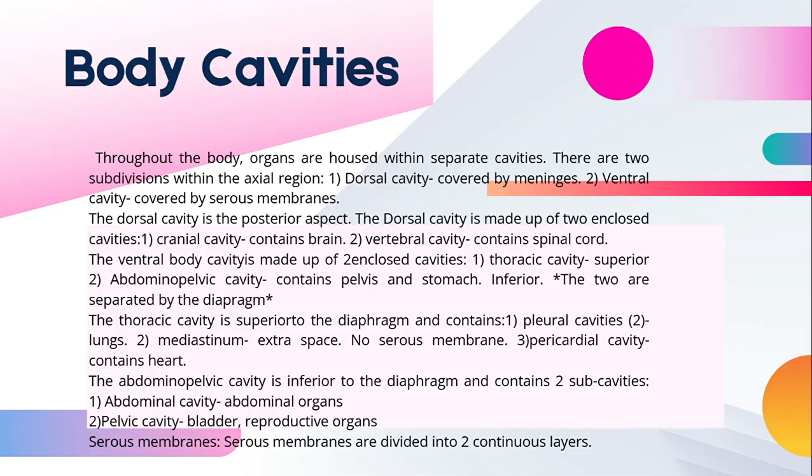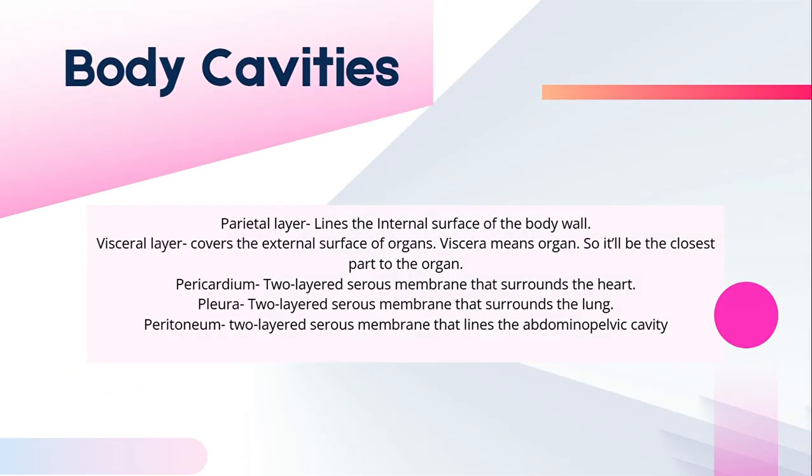You have serous membranes. Serous membranes are divided into two continuous layers. These layers are the parietal layer, which lines the internal surface of the body wall, and the visceral layer, which covers the external surface of organs. Viscera means organ, so it'll be the closest part to the organ. Pericardium is a two-layered serous membrane that surrounds the heart. Pleura is the two-layered serous membrane that surrounds the lung, and peritoneum is the two-layered serous membrane that lines the abdominopelvic cavity.